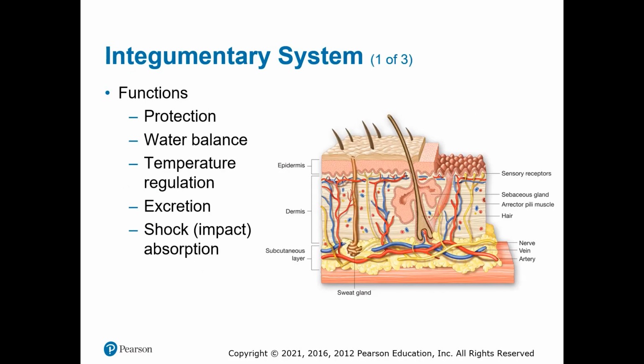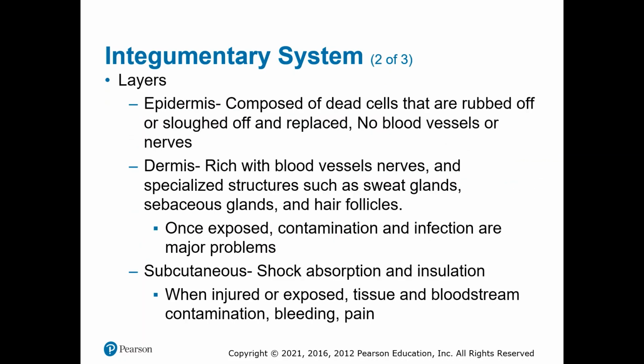Your integumentary system, which is the skin, provides protection, water balance, temperature regulation, excretion, and shock or impact absorption. You have three different layers. You have your epidermis, that's composed of dead cells that are rubbed off or sloughed off and replaced. There are no blood vessels or nerves in this layer. The dermis, which is that middle layer, is rich with blood vessels and nerves.